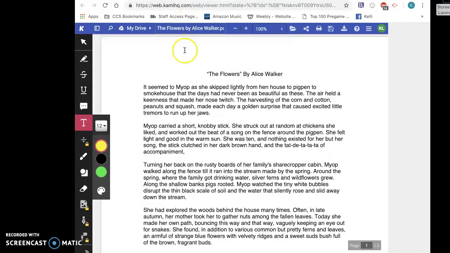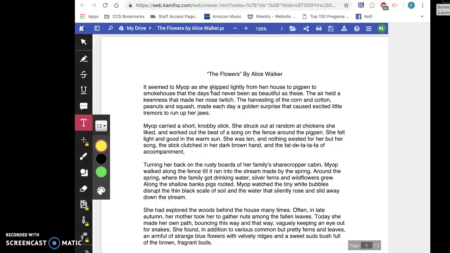So we're going to start by looking at a short text by Alice Walker called The Flowers, and we're going to read it together, and then I'm going to annotate it as we go along. I want you to think about the literary elements that you see. It's not the story itself that you want to focus on. You want to look at the choices that the writer makes, those moves that we talked about last semester. What are the moves that the writer is making to tell the story?